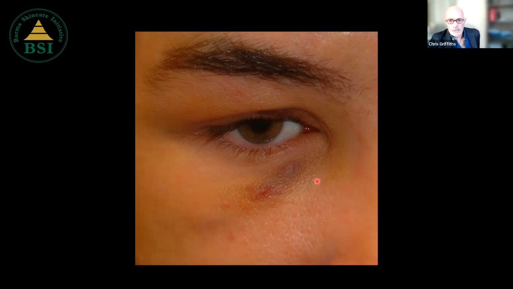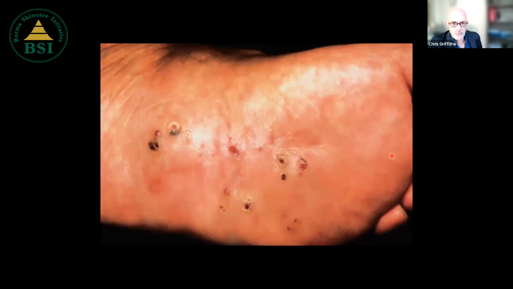Any other thoughts about this? So supposing I showed you, otherwise it doesn't seem to like advancing unless I go back. I don't know what's going on here. Hold on. Now this is his foot. So he's also got these lesions on the foot as well. I don't know how well you can see this.